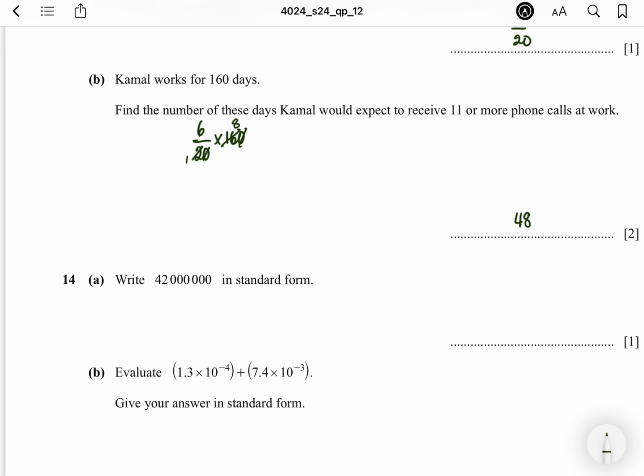Write in standard form. Standard form, place value. Is there anything wrong? No? Okay. Standard place value. This is 10 to the power of 0. Ones. This is 10 to the power of 0. This is 10 to the power of 1. This is 10 to the power of 2. This is 10,000. 100,000.